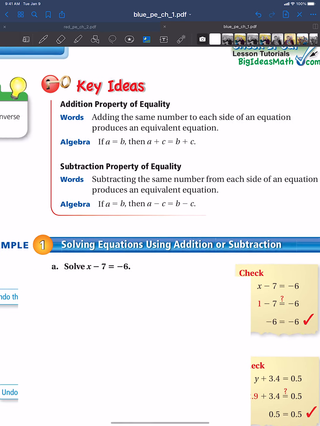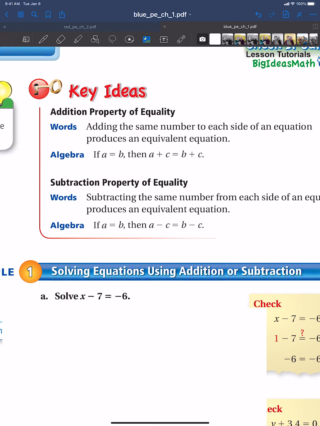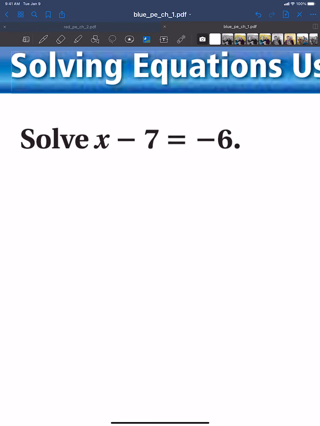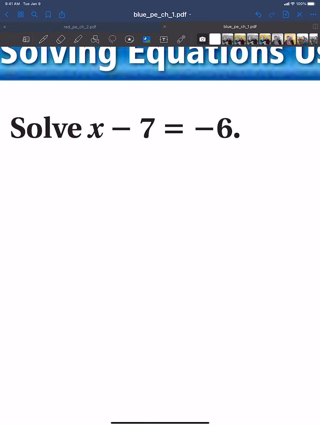Now, what we're doing in Chapter 1, Section 1 is we are adding and subtracting to get a variable all by itself. Now, I have some tricks to do this. The first one I want you to write down is x minus 7 equals negative 6. What we do is we ask ourselves, what's happening to the variable? What's happening to x? Well, it's being subtracted by 7. So we do the opposite of that to both halves of the equation.